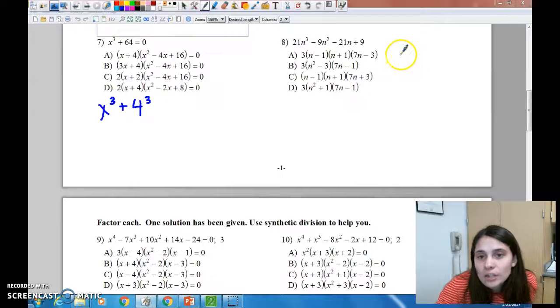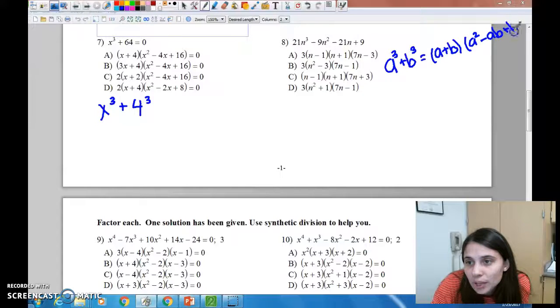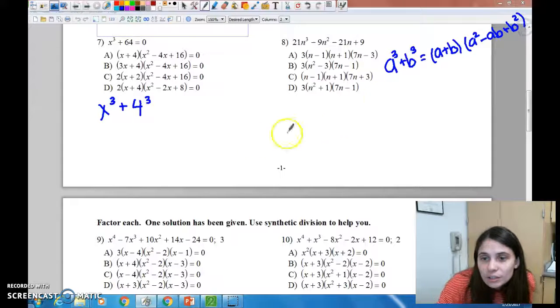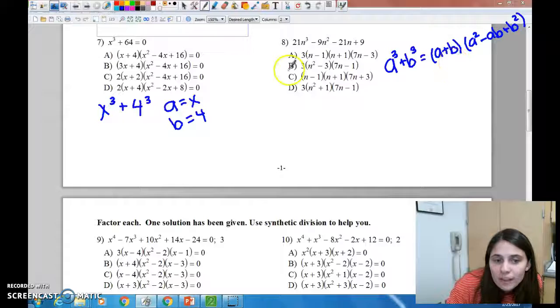Now, on your test, I will give you this formula, but the formula says that a cubed plus b cubed is equal to a plus b times a squared minus ab plus b squared. So if I come back over here, my a is equal to x, and my b is equal to 4. So if I come back to my formula, I'm just going to plug an x in wherever there's an a, and a 4 in wherever there's a b.